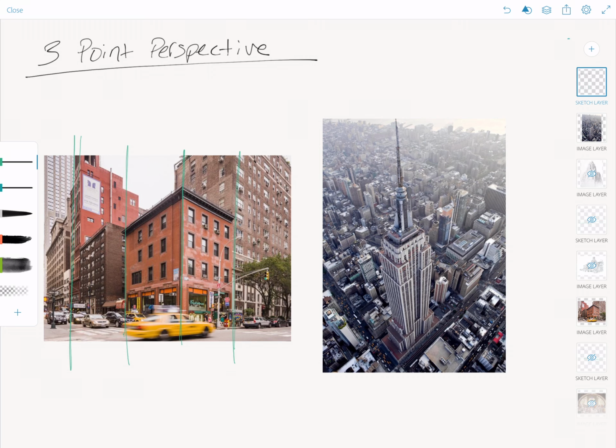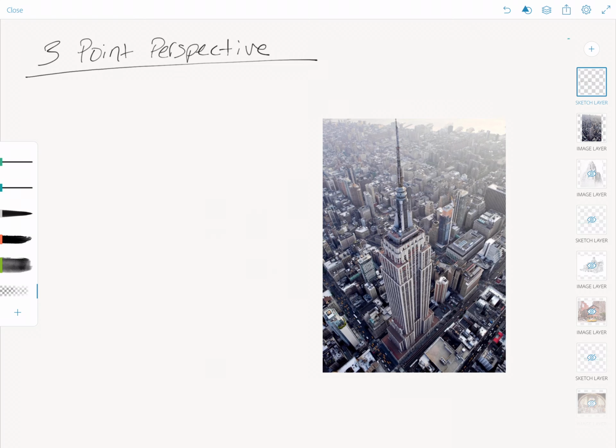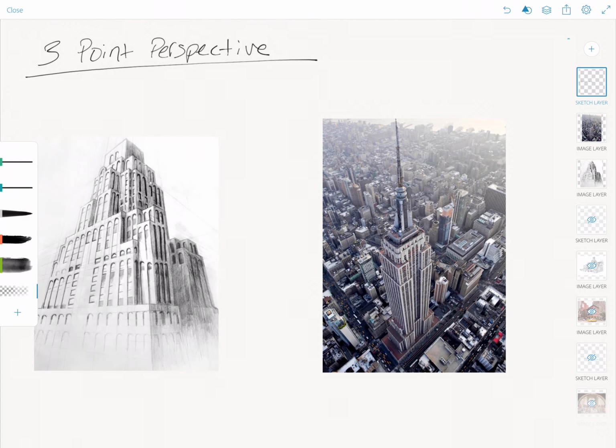So in real life, what would happen if we started walking closer towards this building and we're looking up at it? It wouldn't look the same anymore. These lines would start to change. So 3-point perspective is going to give us a way to create this effect in drawings. So I'm just going to pull back our image here.